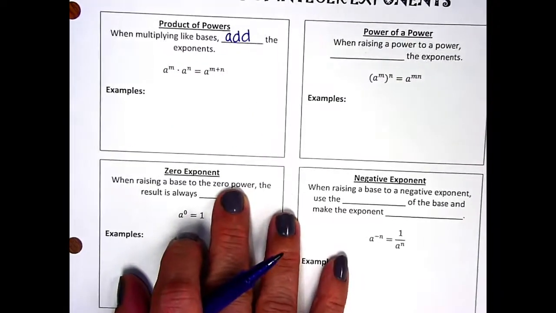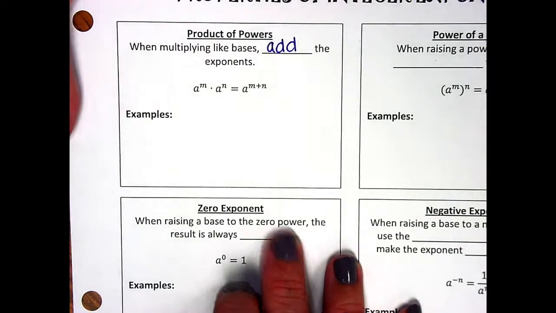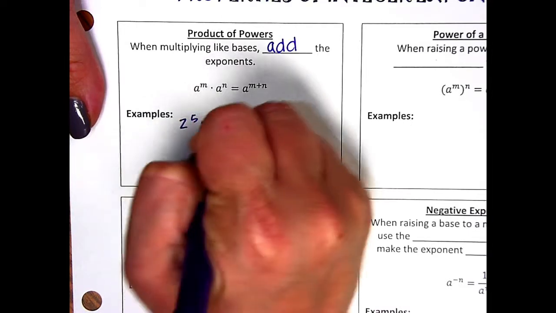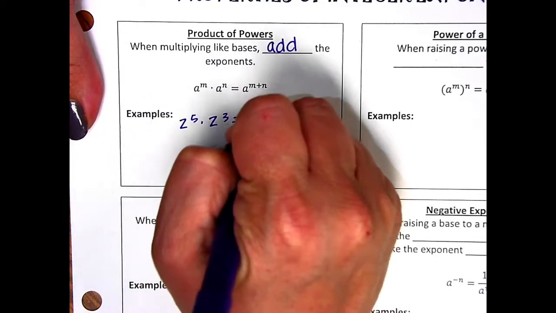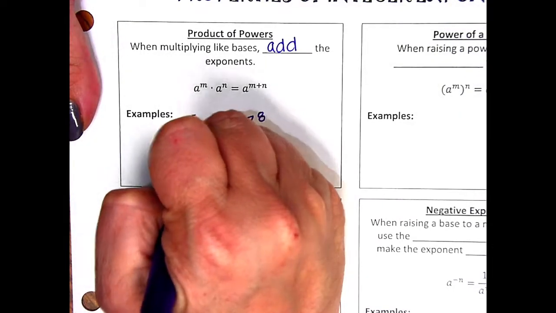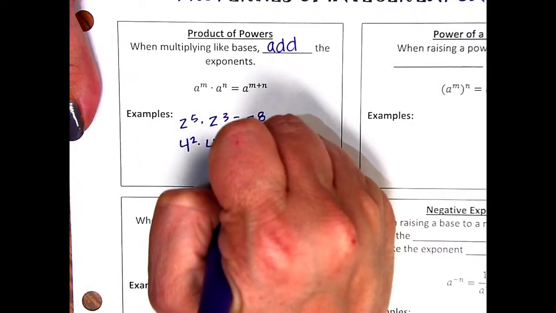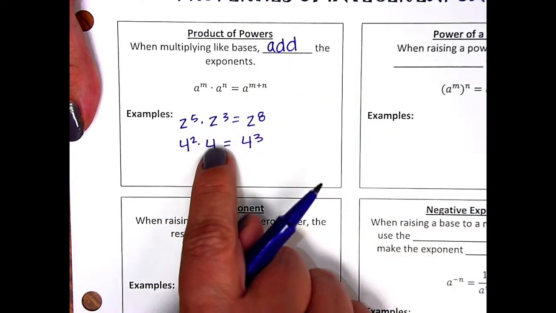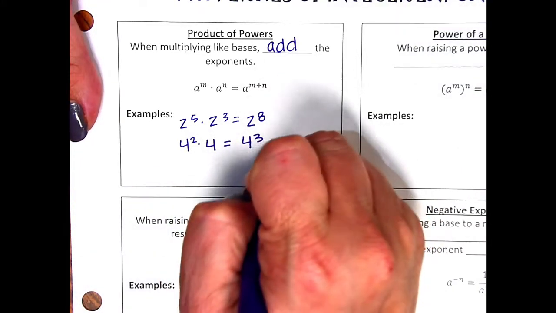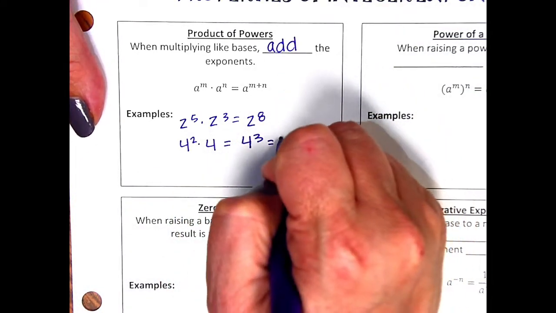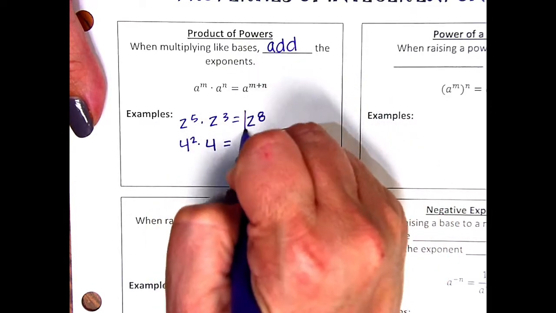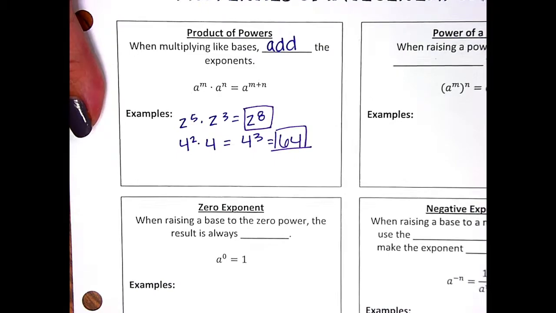So some examples would be if I had z to the 5th times z cubed, I get z to the 8th because 5 plus 3 is 8. 4 squared times 4 gives me 4 to the 3rd power. Remembering that when there is no power, we assume there's a 1. And then when you have a number to a power, you can actually solve that out. So 4 cubed is 64.